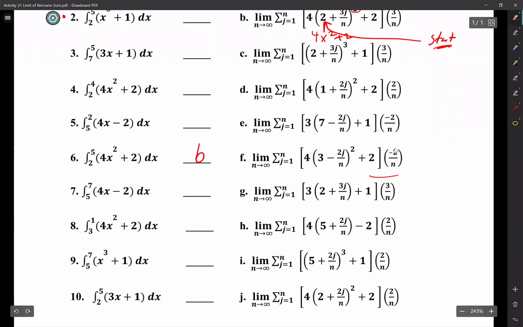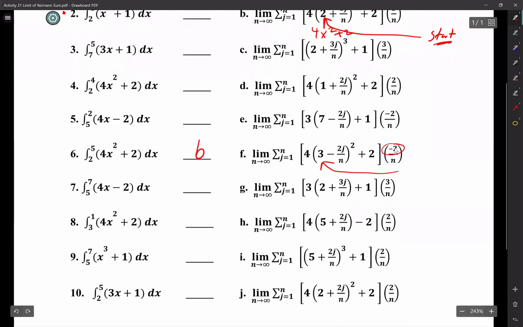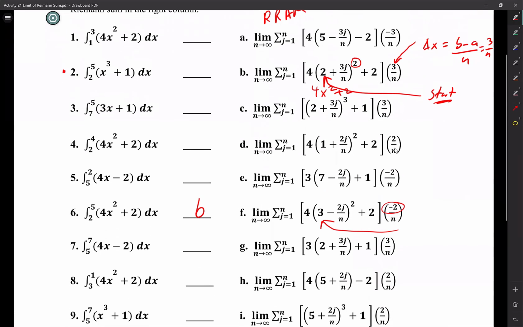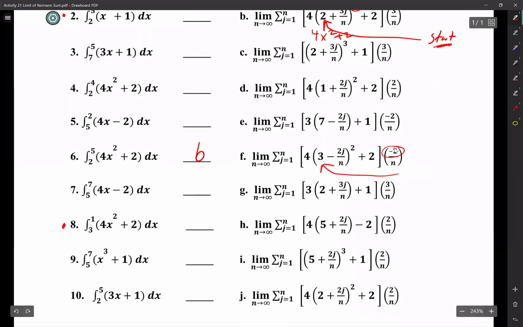I start at 3, but notice there's a negative here, so I'm counting backwards. I'm going to go backwards 2. So start at 3, ends at 1. Look for one that starts at 3, ends at 1. There's only one, so it looks like it's this one right off the bat. But let's check it. This better be 4x squared plus 2. There it is. So letter F is number 8.